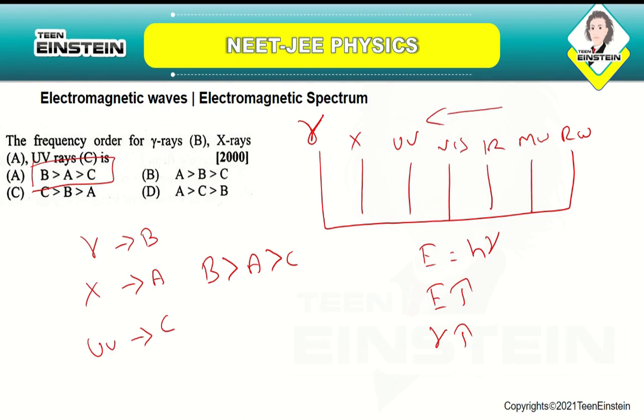So if you just remember this particular electromagnetic spectrum order, you can solve all the problems so easily. You should also remember the energy equation E equals hc by lambda, and understand the concept that as you go from gamma rays to radio waves, the wavelength will increase but the energy will decrease, and similarly the frequency will also decrease. When you come in the reverse way, the wavelength will decrease and the energy and frequency will increase.